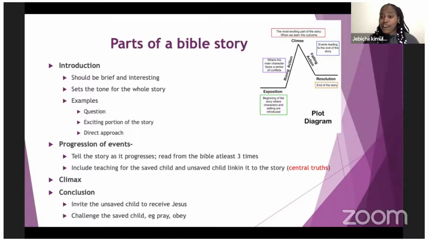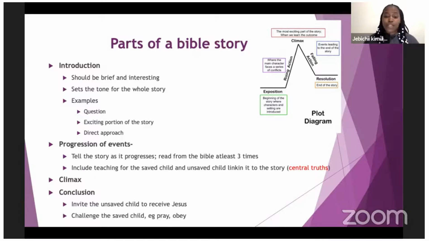When you're introducing the problem, let's say the main character has a problem, you can say, this person had a problem. And if the child has not given their life to Jesus, you can tell them, you also have a problem. And this problem is called sin. So that is when you introduce the central truth to the story.